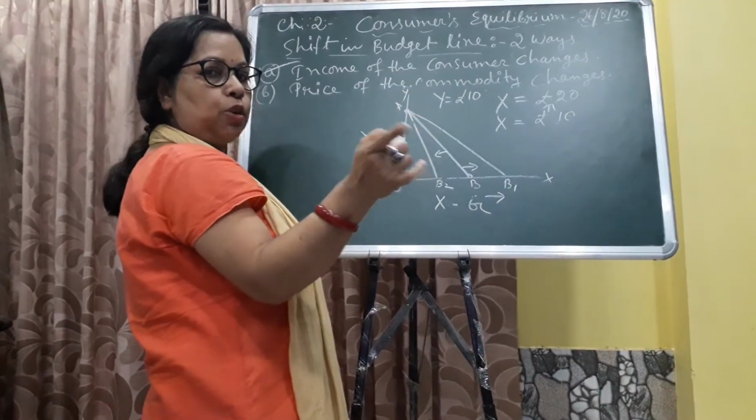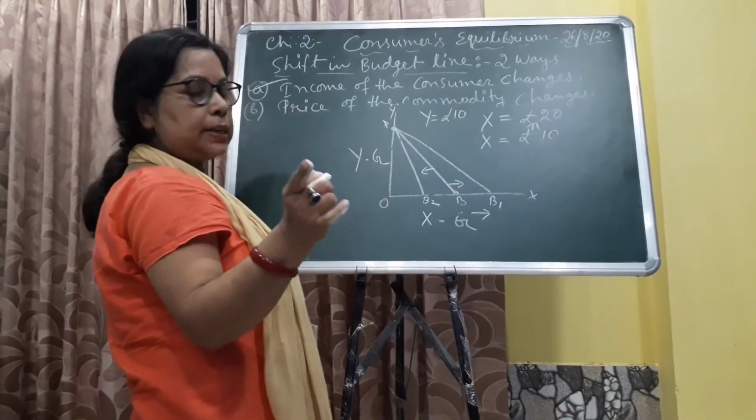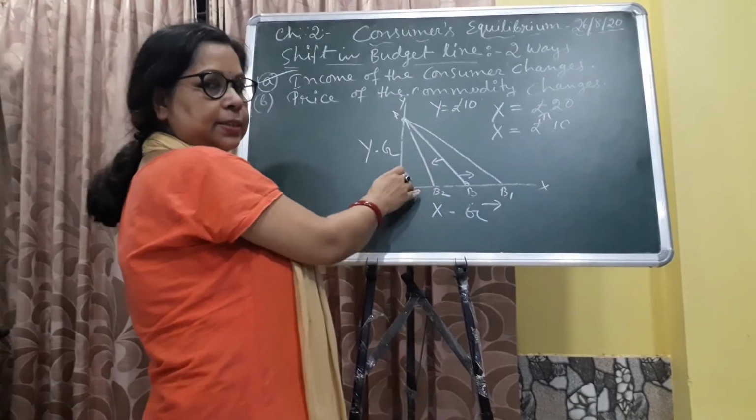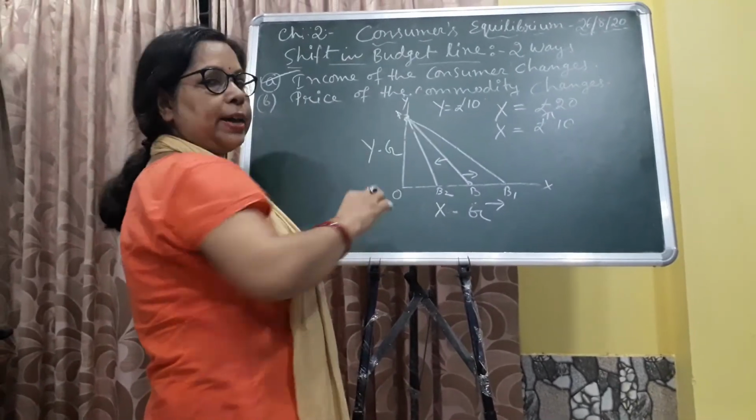The price of commodity X increases. That's why the demand decreases. So the budget line shifts to the left side, to AB2. This is the situation, and the price of Y is constant.